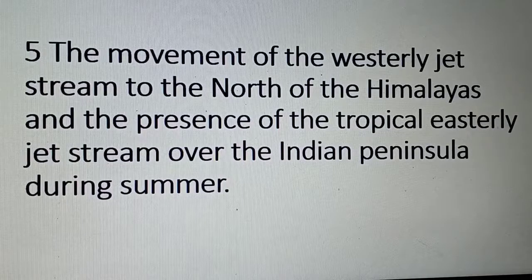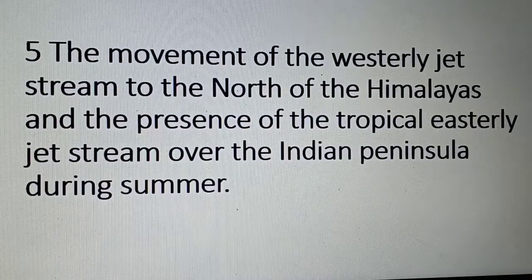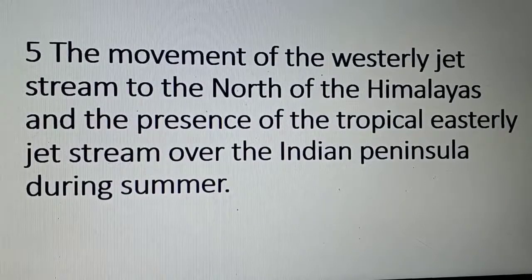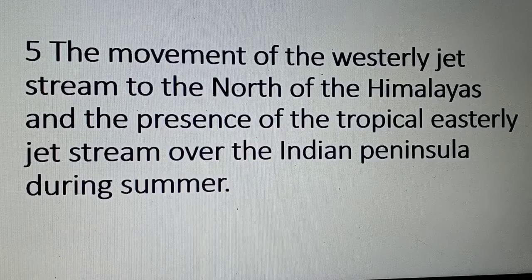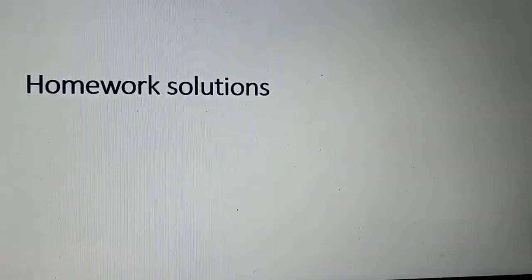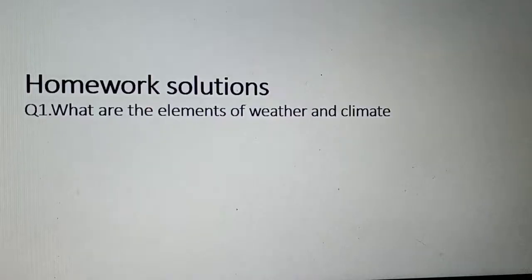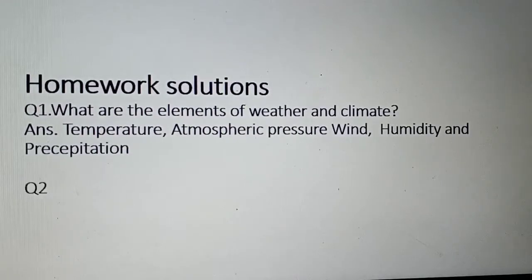And on the land the pressure is low, and over the ocean it is high, and the high pressure can go to the low pressure. So students, these are the factors, this is the mechanism of monsoon. And students, today your homework solution: what are the elements of weather and climate? Answer: temperature, atmospheric pressure, wind, humidity, and precipitation.